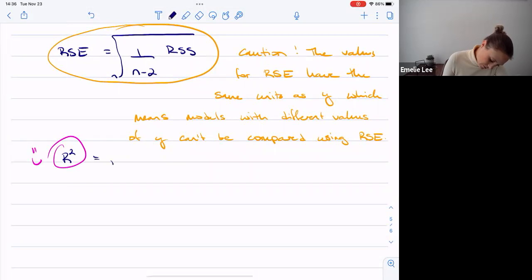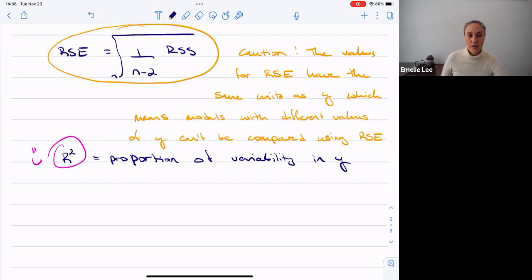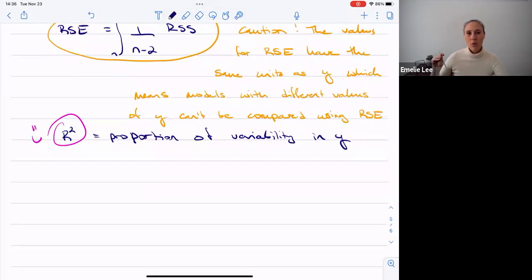R squared is the proportion of variability in y explained by the least squares regression line on x. That's a long blurb, but what you need to start latching onto is this proportion of variability. As soon as you hear proportion of variability or the proportion of variation or percentage of variability, then you need to start thinking, okay, R squared. Maybe confirm, but as soon as you hear proportion of variability, I want your mind to go R squared, okay?